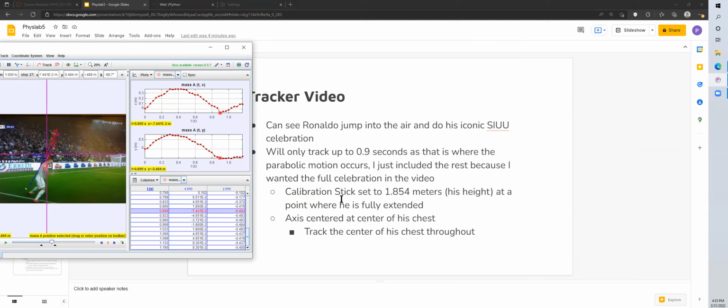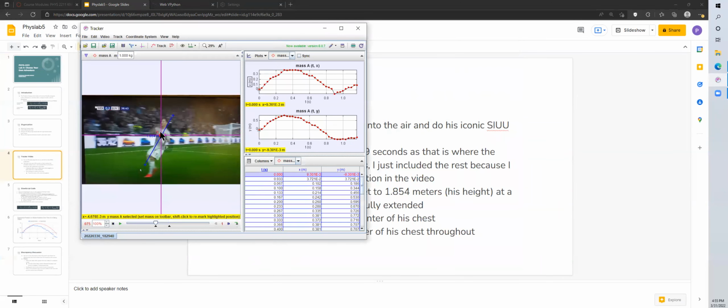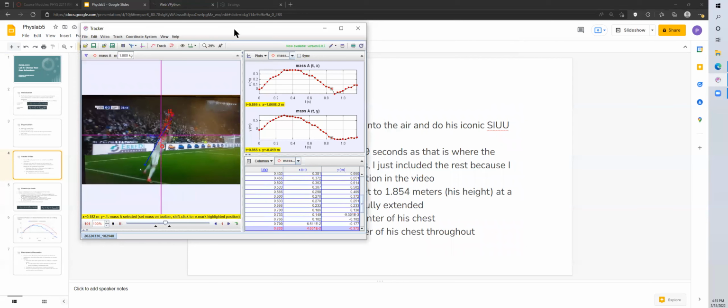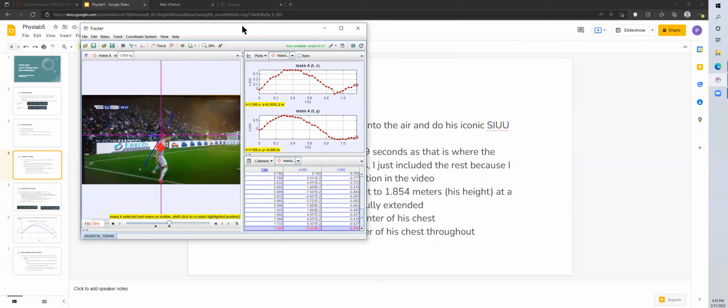So the calibration stick is set to 1.854 meters because that's his height according to Google. And I positioned the axis at the center of his chest, as you can see here. And then I followed the center of his chest as he went through the entire motion, as I consider that his center of mass.